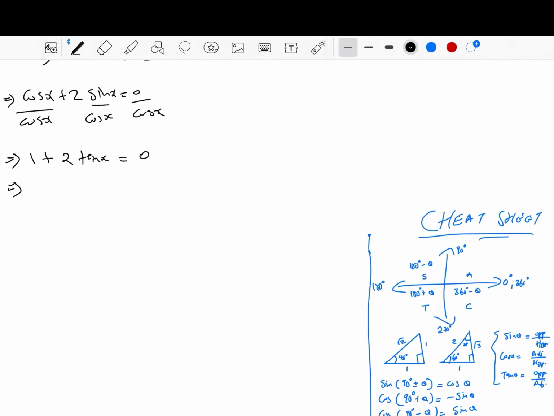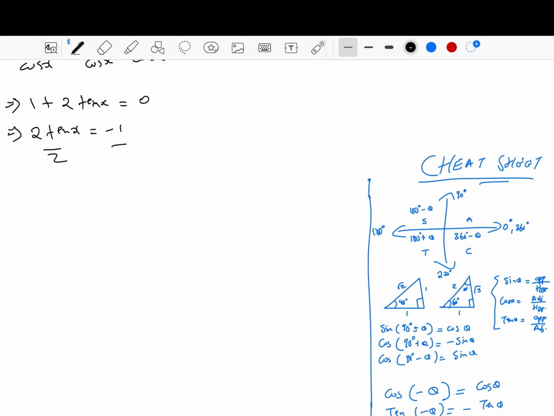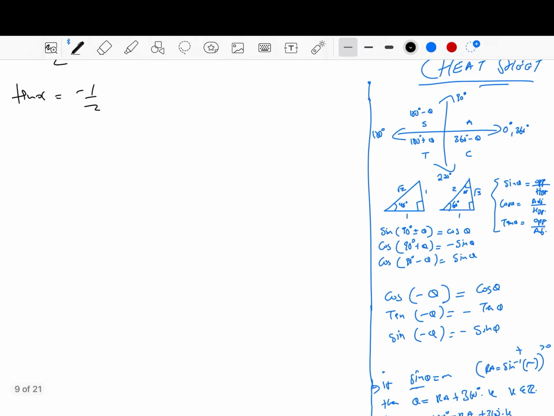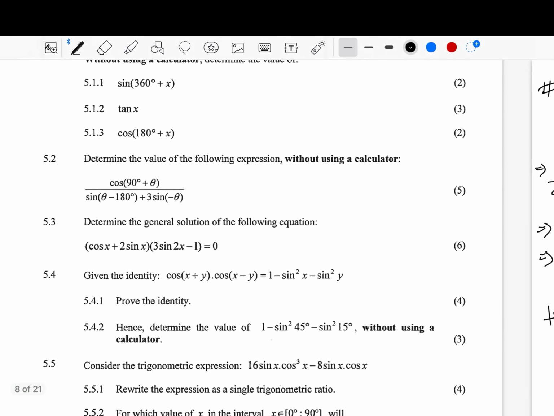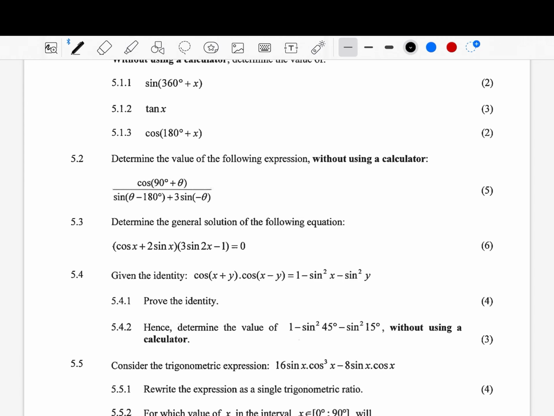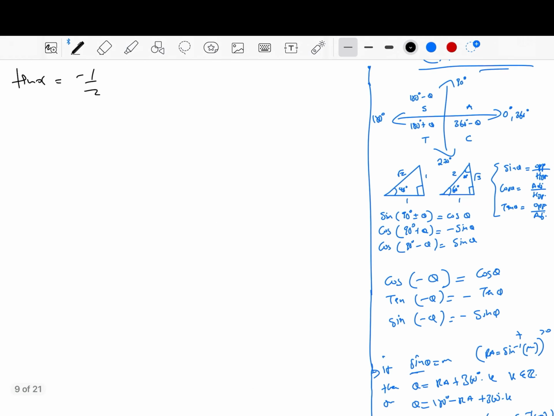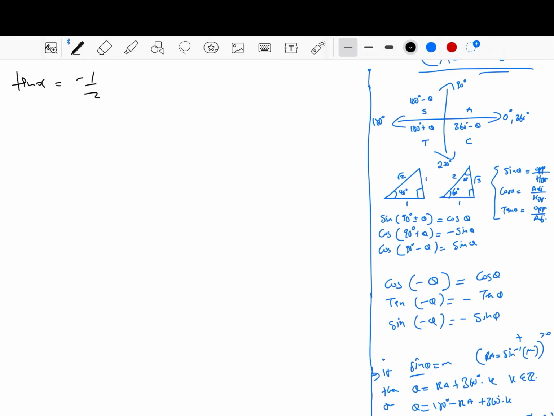From here, we can take that 1, put it on the right-hand side, and it becomes negative. So you have 2 tan x is equal to minus 1. You can divide by 2 on both sides because you're solving for tan. So tan x is equal to negative half. Remember the question: determine the general solution of the following expression. So again, if we have tan, what did we say?